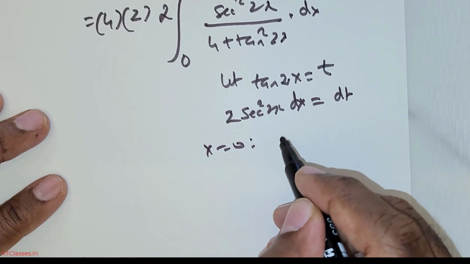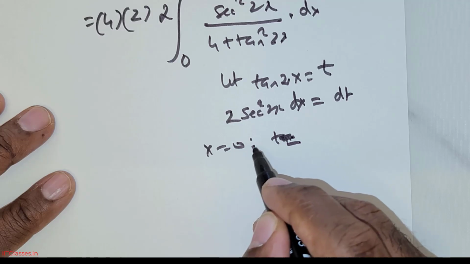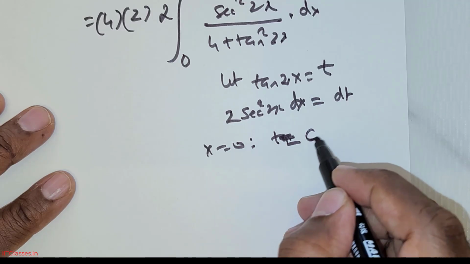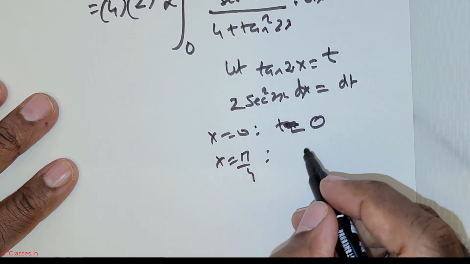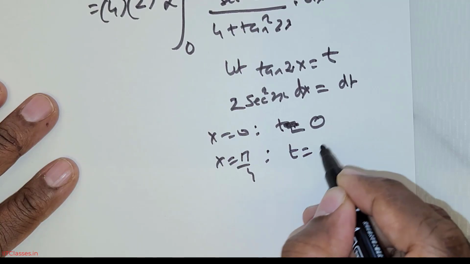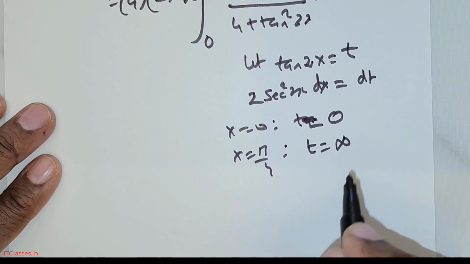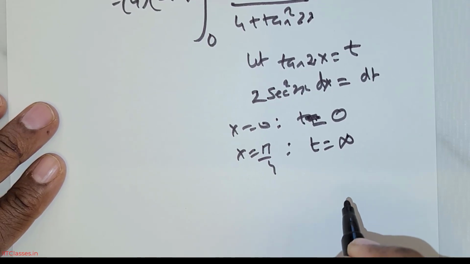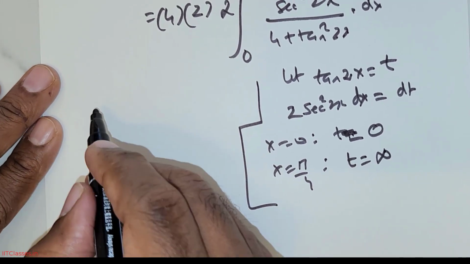Now when x is equal to 0, what happens to t? When x is equal to 0, t will be equal to 0. When x is equal to pi over 4, I have tan 90, so t will be equal to infinity. Okay, so that is a very important substitution or the change of limits you will have to take into account.